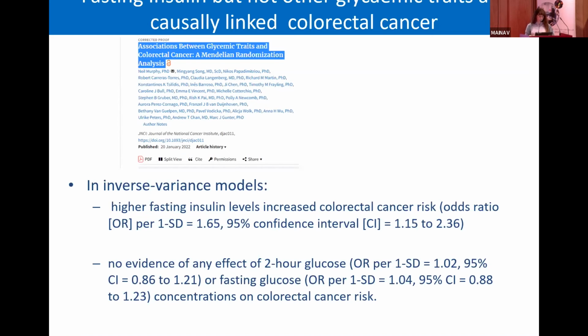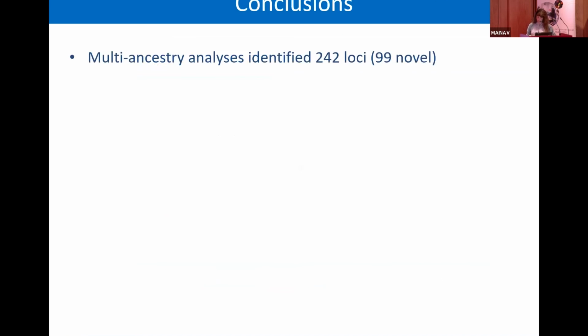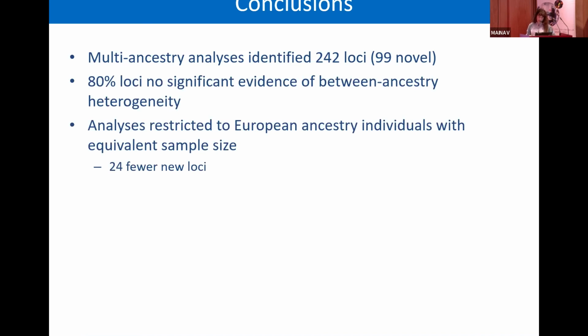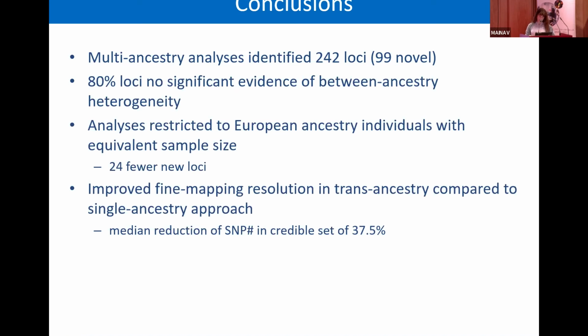So just to finish up my talk then, I hope I was able to convince you that using this multi-ancestry analysis, we found lots of different loci. We were able to demonstrate that 80% of them didn't have any evidence of between ancestry heterogeneity. That actually, had we had the same sample size but only European ancestry individuals, we would have found fewer things.